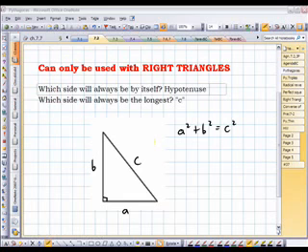Okay, so the Pythagorean theorem is used with right triangles only. The side on its own is the hypotenuse, the longest side opposite the right angle. Now that will always be the longest one. So if we have a here as a leg, b is a leg, and c is the hypotenuse, then a squared plus b squared is equal to c squared.